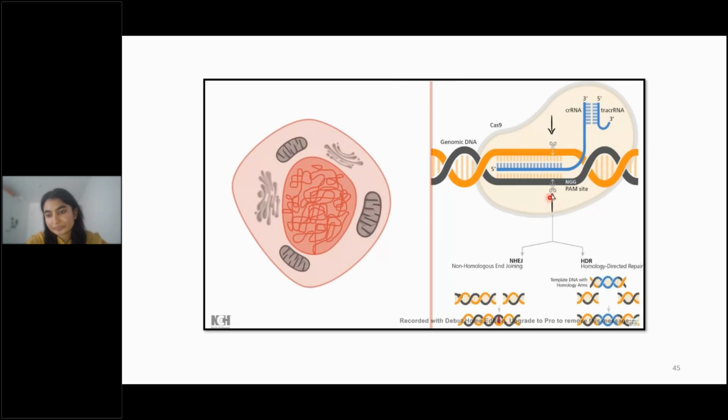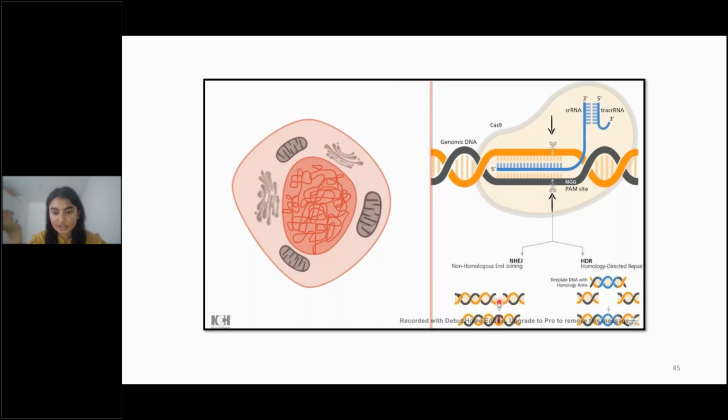Finally, we have the PAM set. As I told you, the Cas9 is going to break two strands, so the cell has two repair mechanisms: NHEJ, non-homologous end joining, and HDR, homology directed repair.